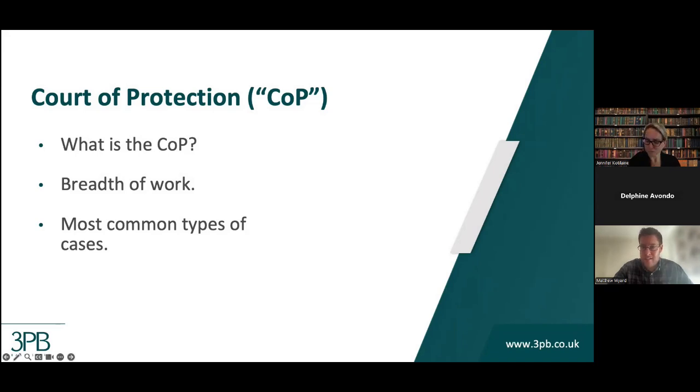The area that's probably of more interest is the health and welfare jurisdiction, and that deals with things that are probably familiar to some of you. So where people should live, who people should have contact with, what kind of medical treatment someone should have, if any, whether someone can have sex with another person, whether someone can access social media or the internet. Any aspect of one's health and welfare that you can think of can come under the jurisdiction of the COP.